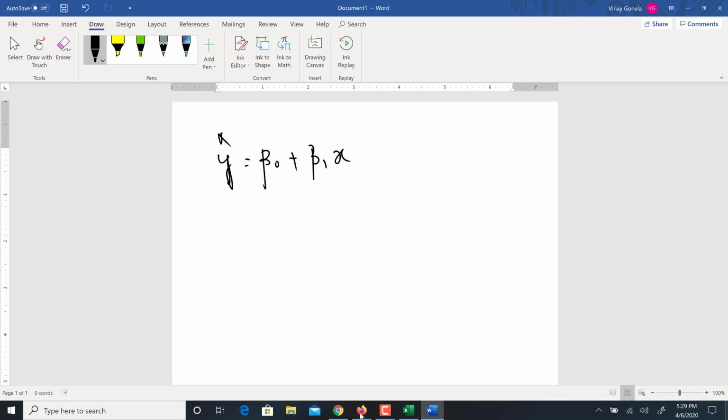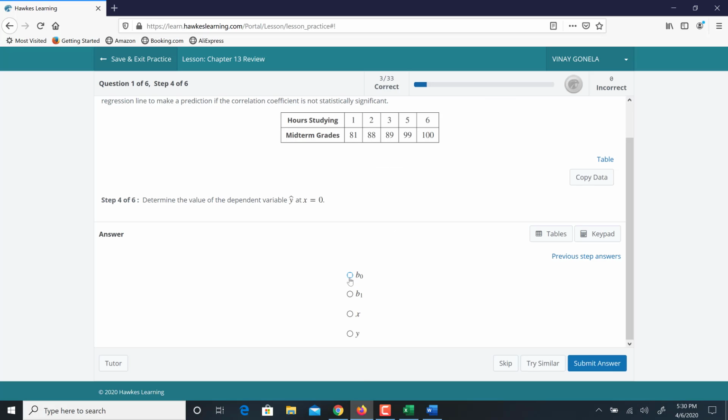So in this case, they are asking us to put x is equal to 0. So y is equal to beta naught plus beta 1 times 0. This expression is 0, so y will be equivalent to beta naught. That is, y is equal to b naught. Usually beta is represented for population and b naught is represented for sample.